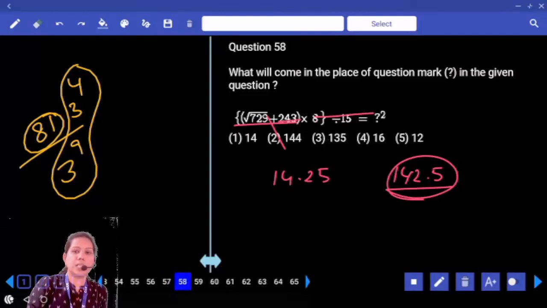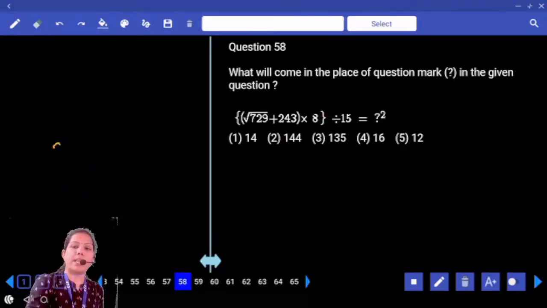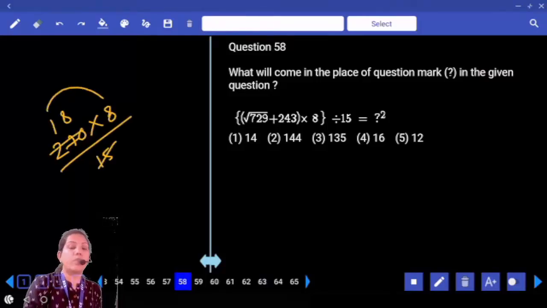Okay, na? Next 58, what is square root of 729? 27, 243 plus 27, 270. 270 into 8 by 50. 15 table, 15 ones and 15 eights. What is 18 eights? 144. 18 eights value 144. What is square root of 144? 12. Fifth option is the answer. Fifth option. Next question number 59.